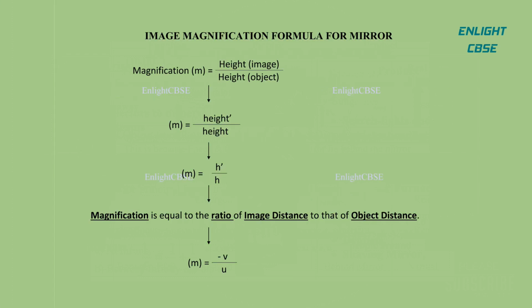The image magnification formula for mirror is magnification is height of the image divided by the height of the object. Therefore M is equal to height of image by height of object. Magnification is equal to the ratio of image distance to that of object distance. M is equal to minus V by U.